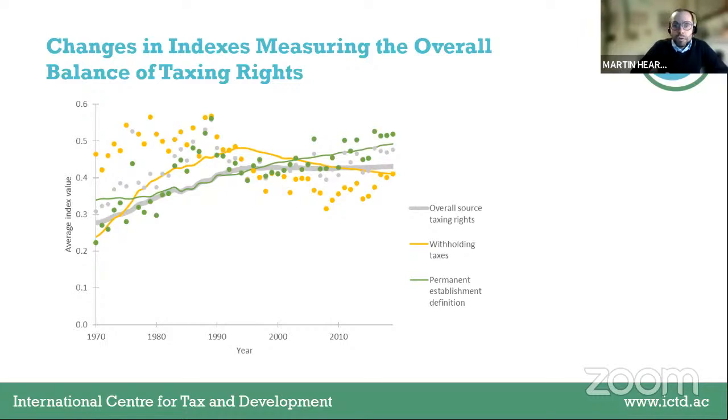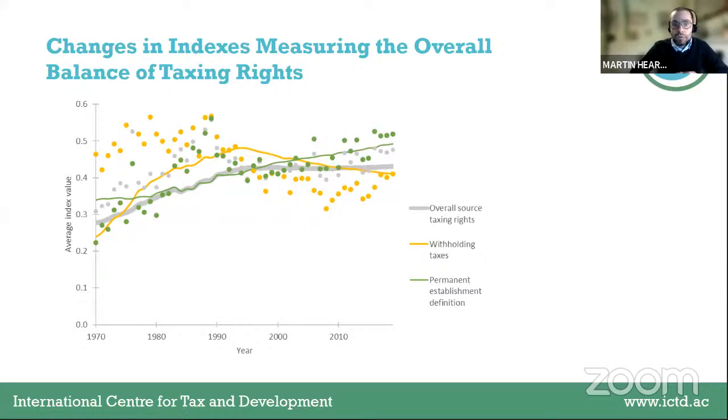And on this first chart, you're looking at some of the indices, the indexes that we created using the data. So the gray line shows the overall index, which remember is a rough approximation of how source-based a treaty is, using the comparison that I described in my earlier presentation. Then the yellow shows specifically the index for withholding tax rates, and the green shows the index for permanent establishment definitions. So what you're seeing here, remember, higher on this axis means more source-based.